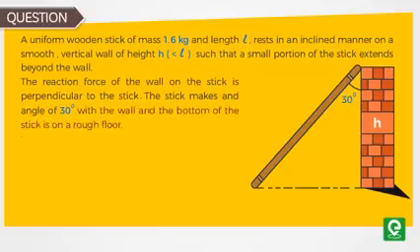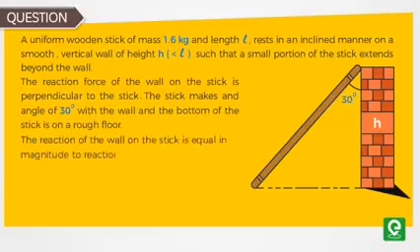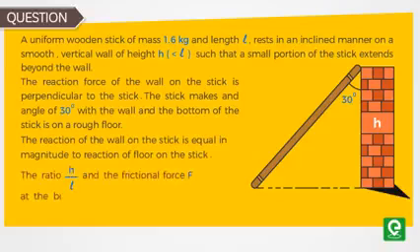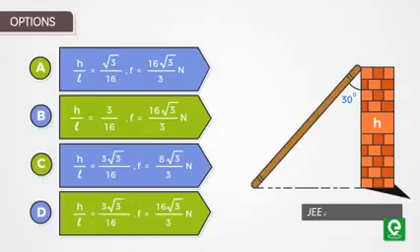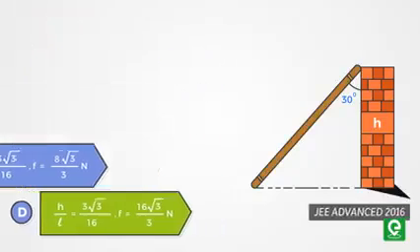rough floor. The reaction of the wall on the stick is equal in magnitude to the reaction of the floor on the stick. The ratio h by L and the frictional force f at the bottom of the stick are: acceleration due to gravity is equal to 10 meter per second square. The options are: this question was asked in JEE Advanced 2016 exam.